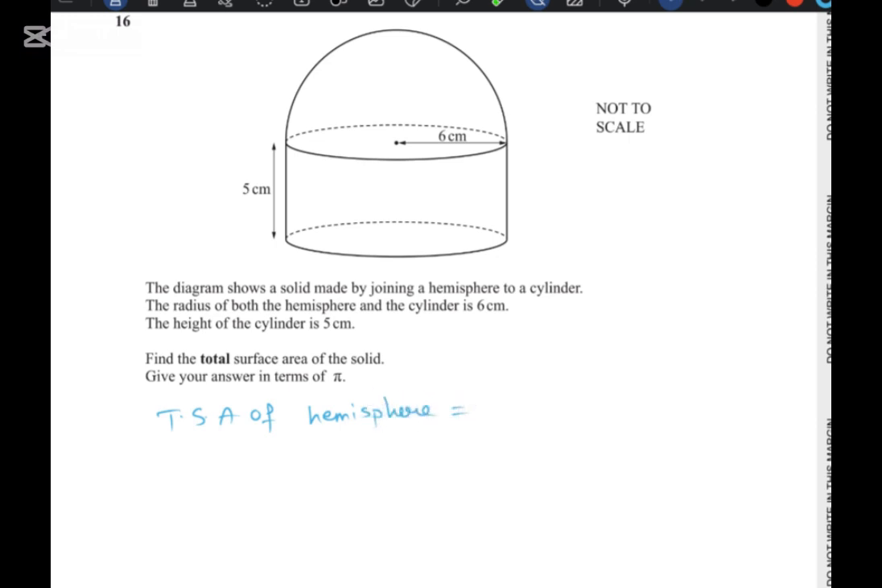The formula is 4 pi r square for a sphere. So half of that will be the hemisphere, so it is 2 pi r square.